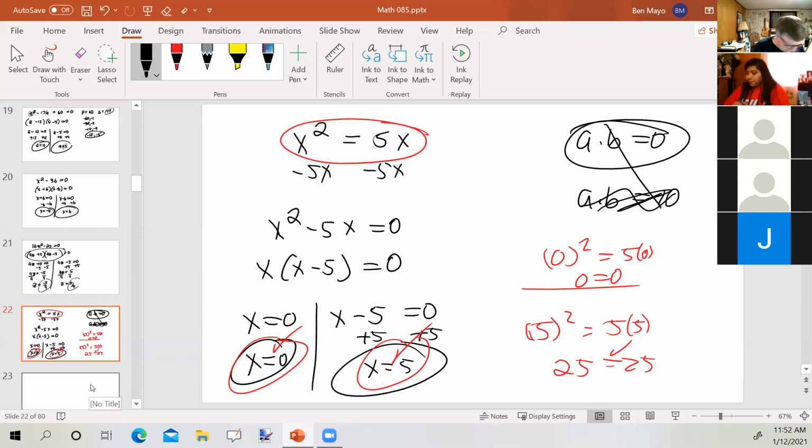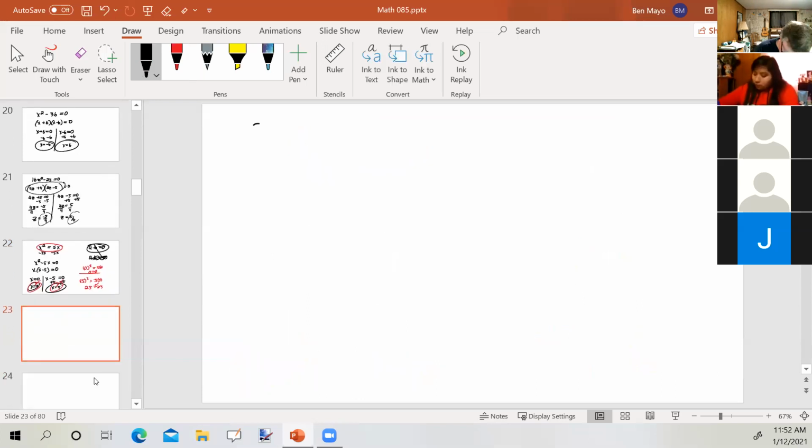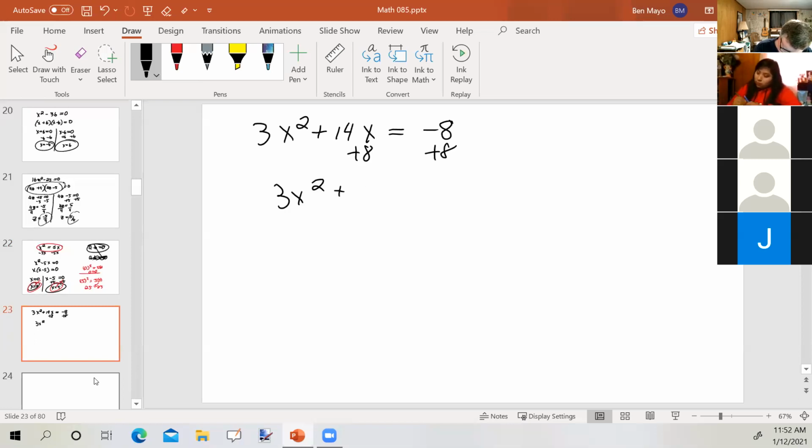All right. Let's say we've got 3x squared plus 14x equals -8. This is a second degree equation because of the 3x squared, but again, it's not set equal to 0. So the first thing I'm going to do is get everything on one side of the equation set equal to 0 on the other side. So I'm going to add 8 to both sides of the equation.